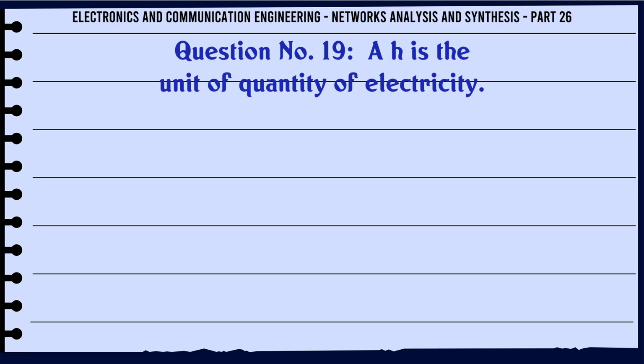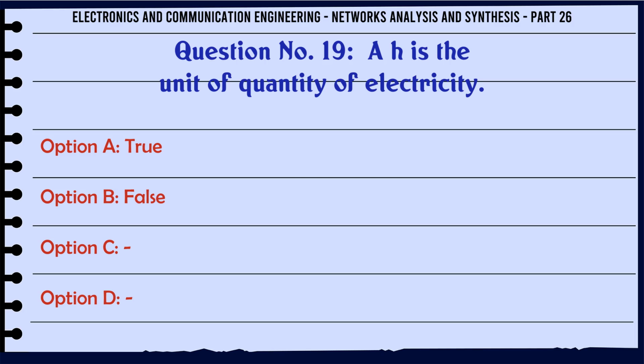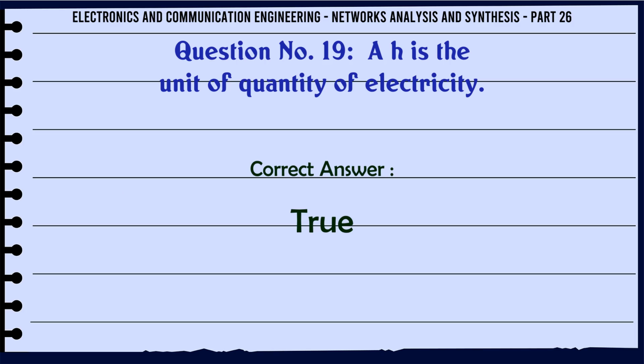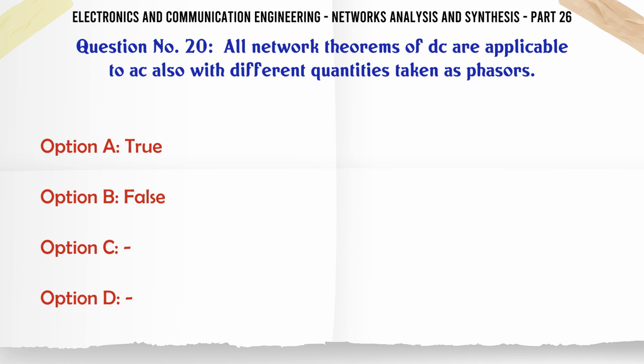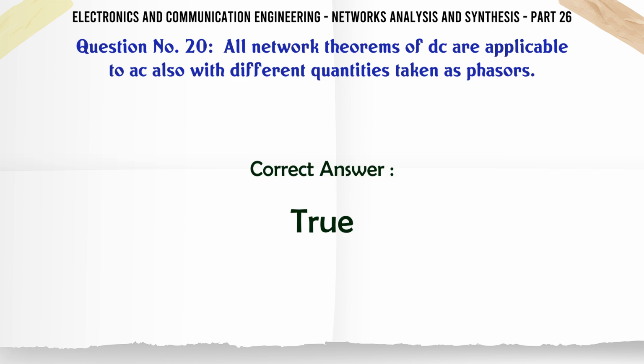Ah is the unit of quantity of electricity. A, true; B, false. The correct answer is true. All network theorems of DC are applicable to AC also, with different quantities taken as phasors. A, true; B, false. The correct answer is true.